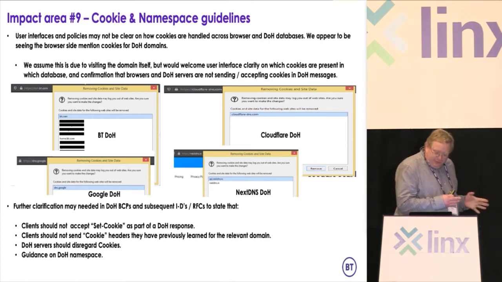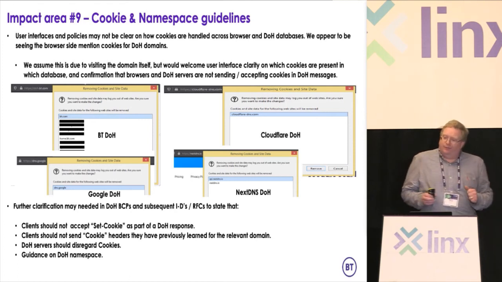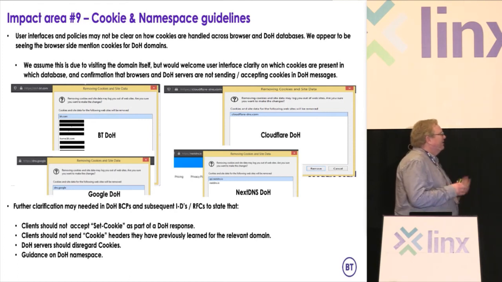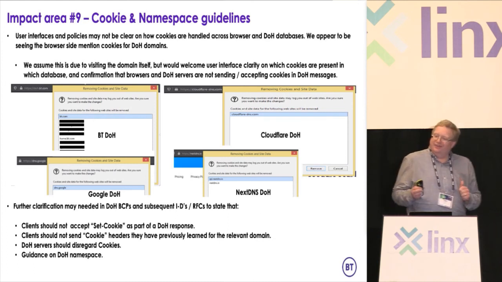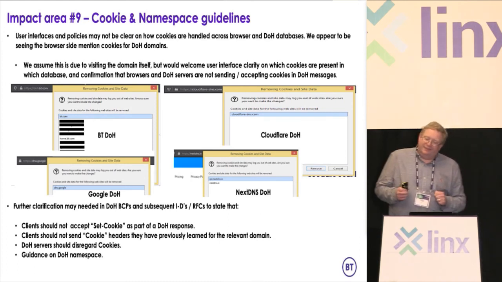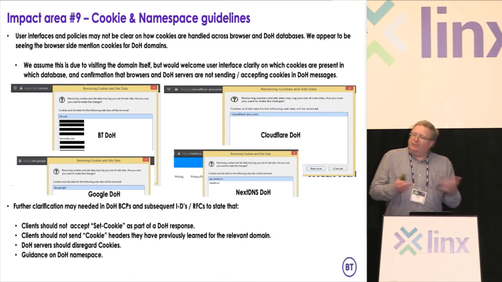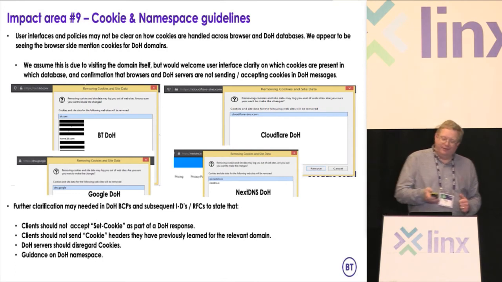Then the last point is, if you look at the domain names, we've gone for doe.bt.com. Cloudflare have gone for cloudflare-dns.com. Why have Cloudflare gone for the hyphen? Is that for added privacy? Does this again highlight the need for best current practice guidelines?